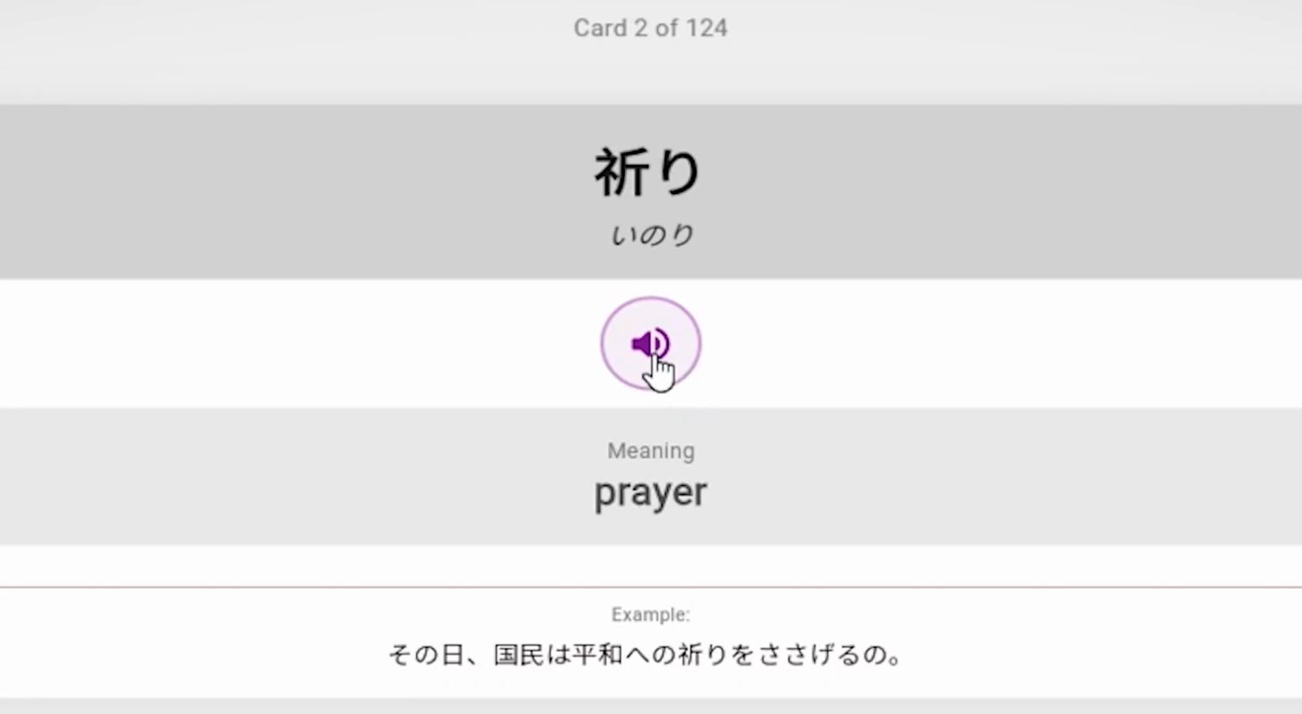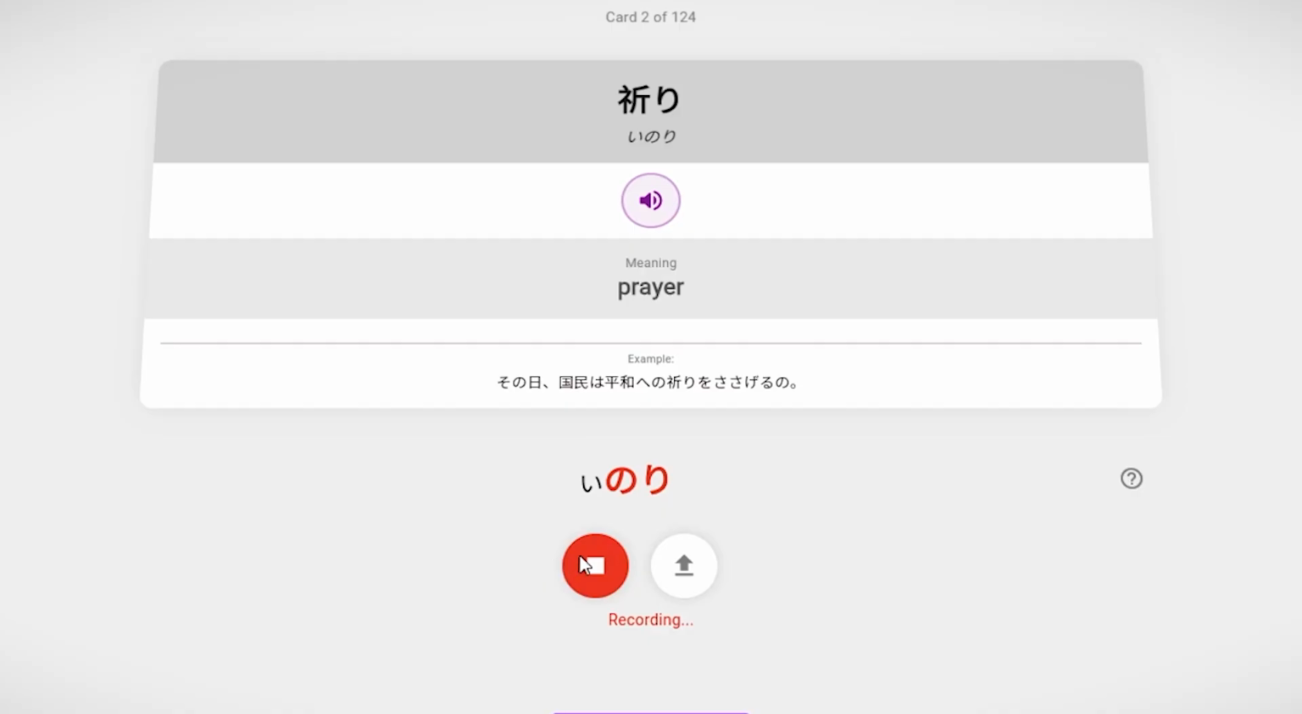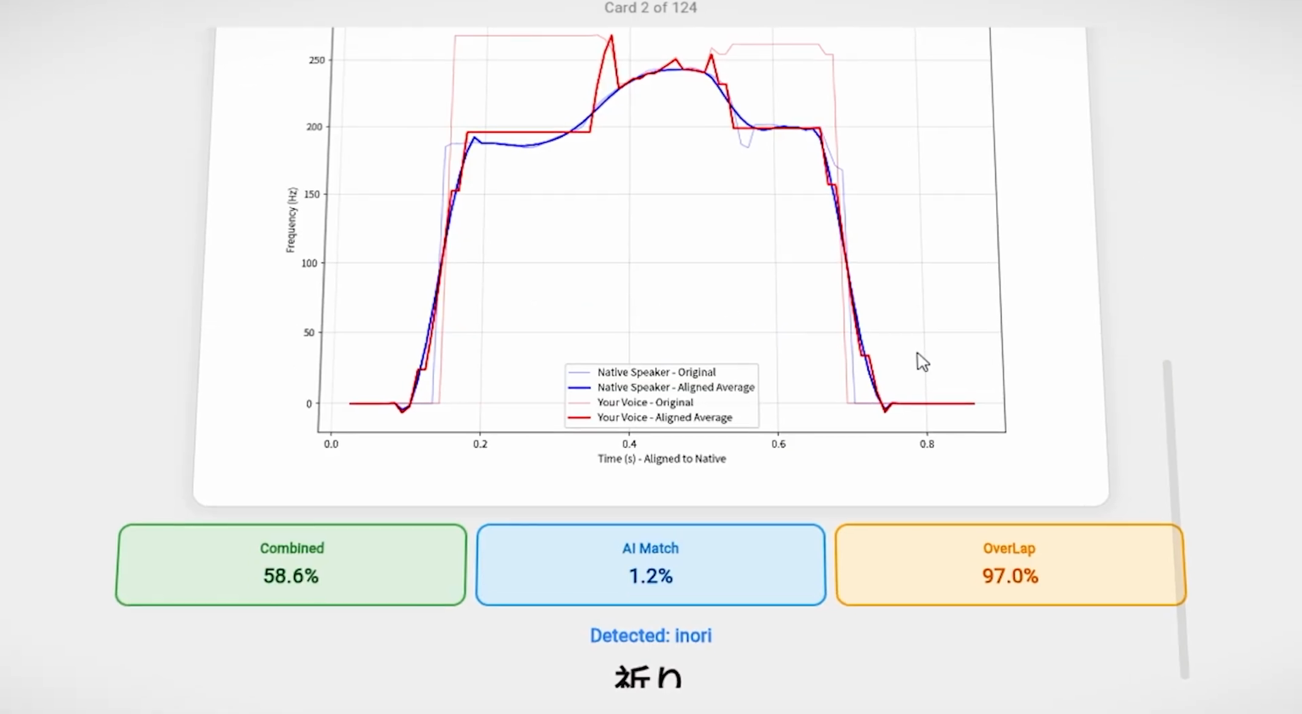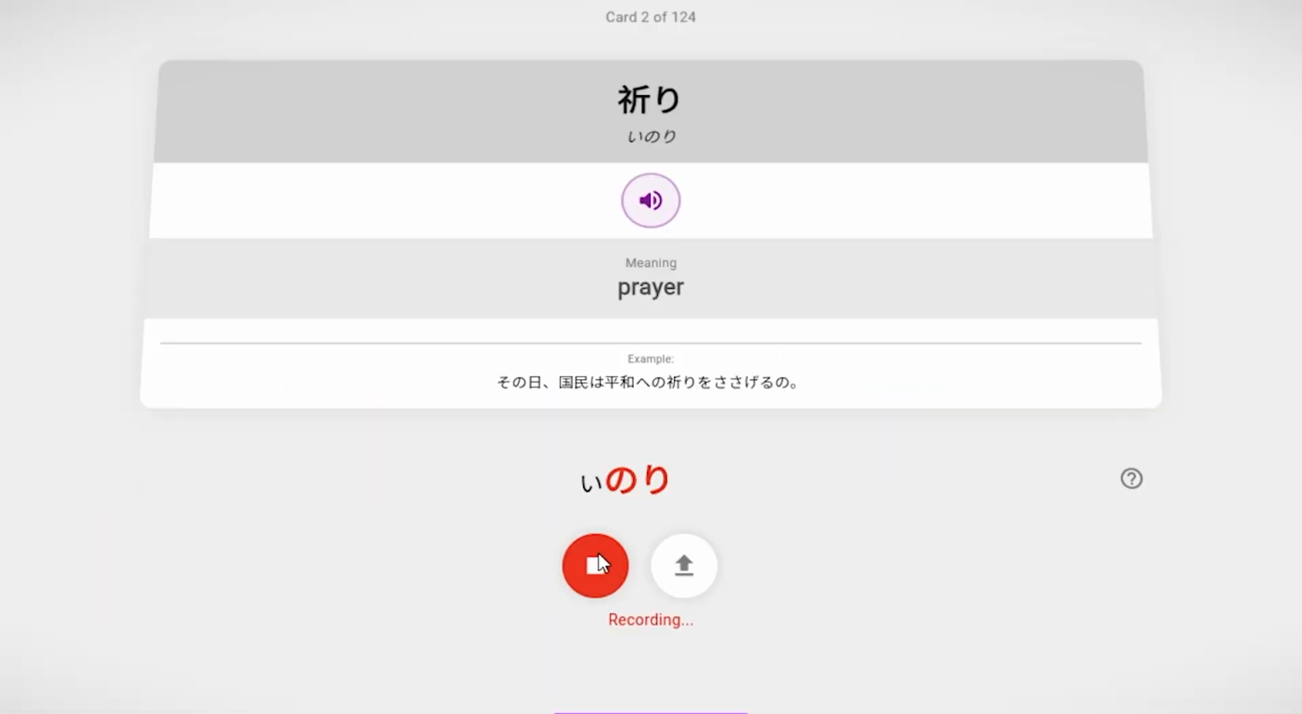Inori, Inori. Inori. Okay, that's a brutal score. Inori.